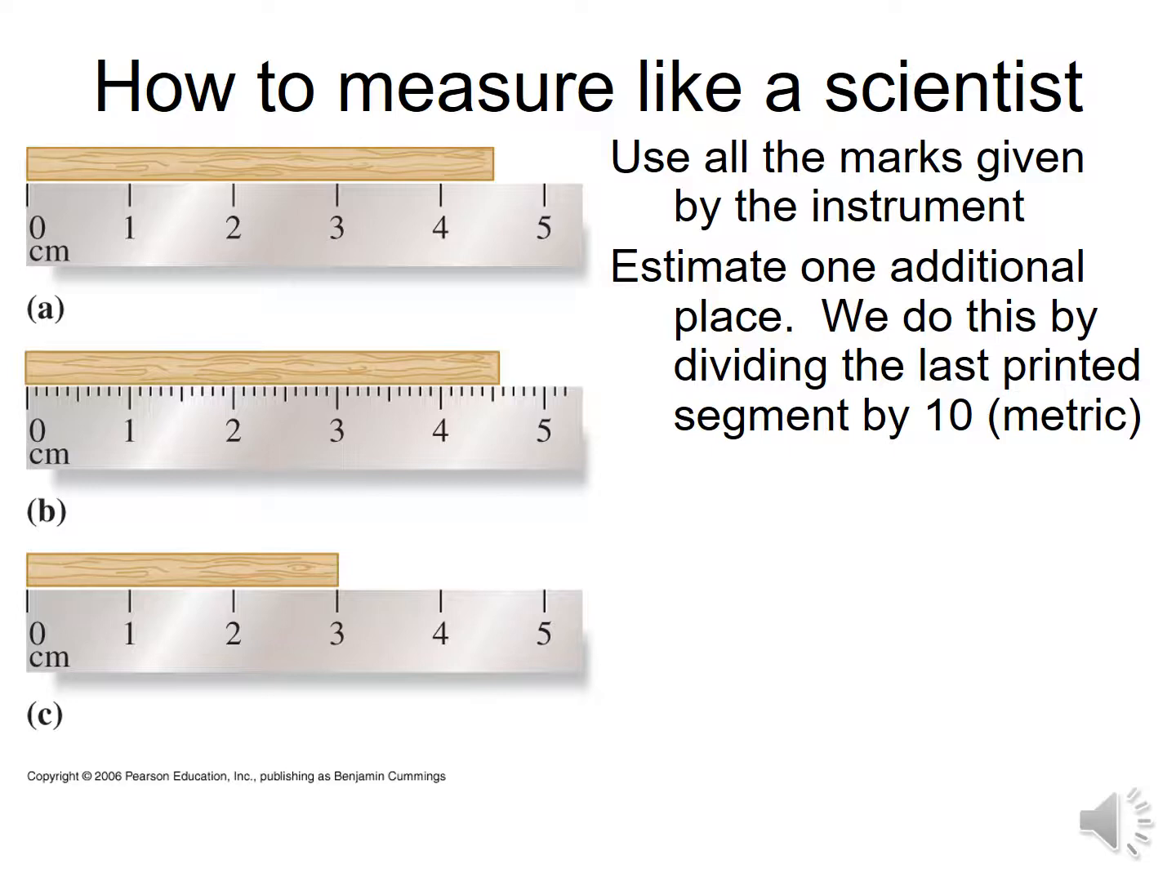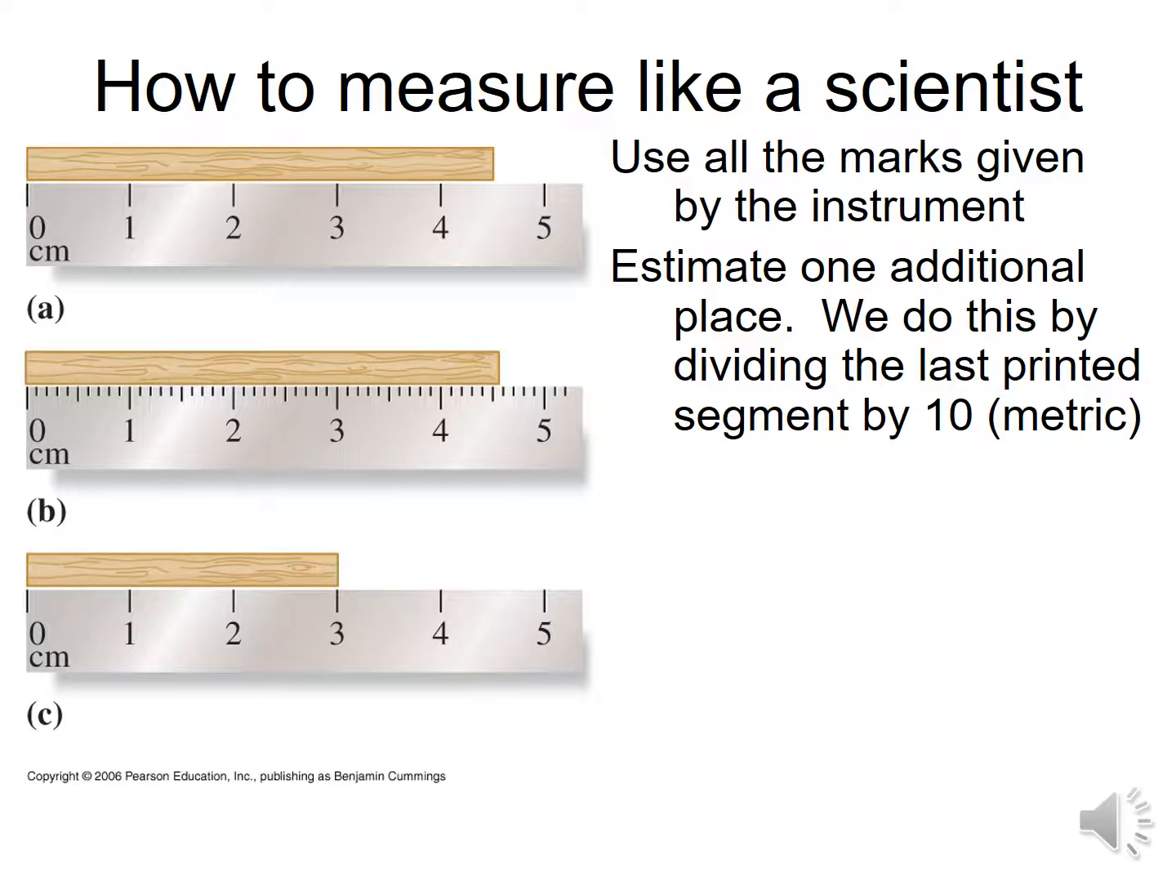If we get a better ruler, letter B, we might find that with an extra set of lines on this more precise ruler, we can even estimate an extra digit. For example, now that we have a more accurate ruler, we see that we are in fact between 4.5 and 4.6. So maybe we say 4.57 or something like that centimeters.